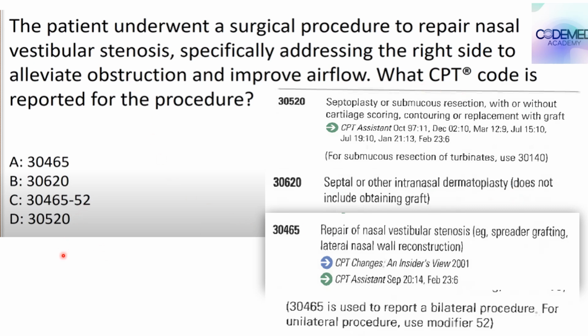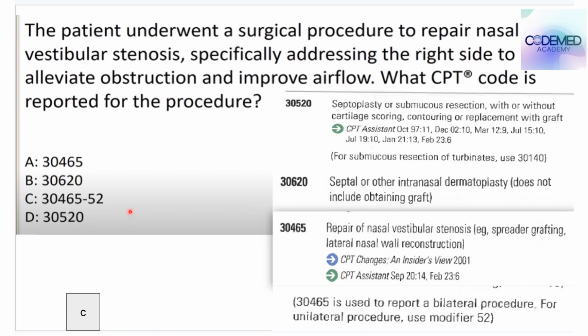And 30520 is a septoplasty or submucosal resection with or without cartilage scoring, contouring or replacement with a graft. So many a time you will have to check what procedure has happened, and here it is a repair of nasal vestibular stenosis. Now we will find out between A and C what is the correct option. So option C is the correct answer because there is a note below 30465 that if it is used to report a bilateral procedure, for a unilateral procedure use the modifier 52, and in our patient we have done this surgery only on the right side.